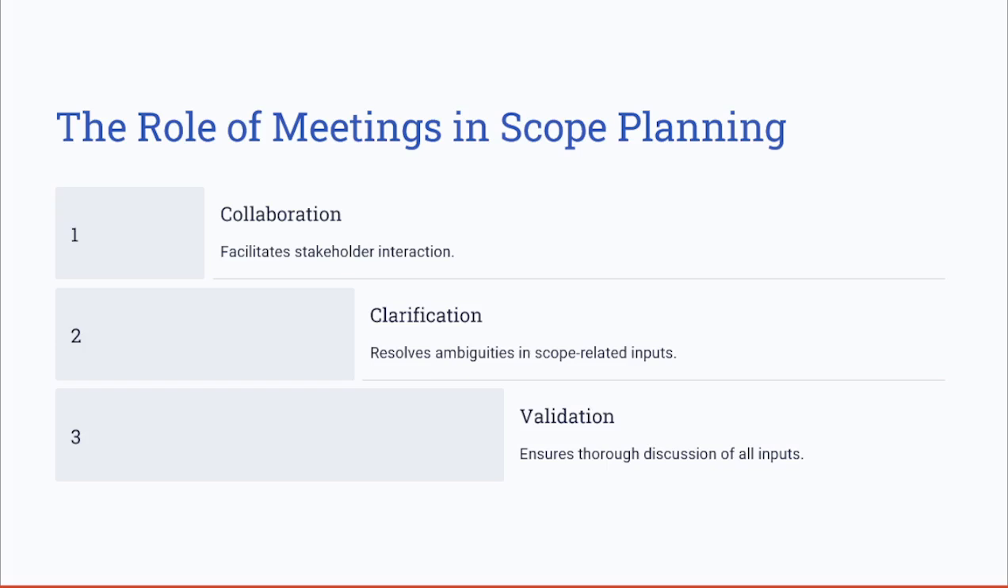The last tool here is the meeting or the workshop. Meetings provide a platform for stakeholders to collaborate and clarify ambiguities, and ensure that all the scope-related inputs and outputs are thoroughly discussed and validated.